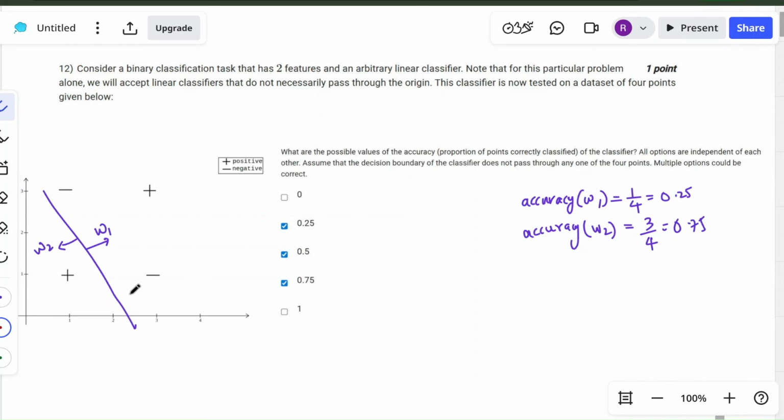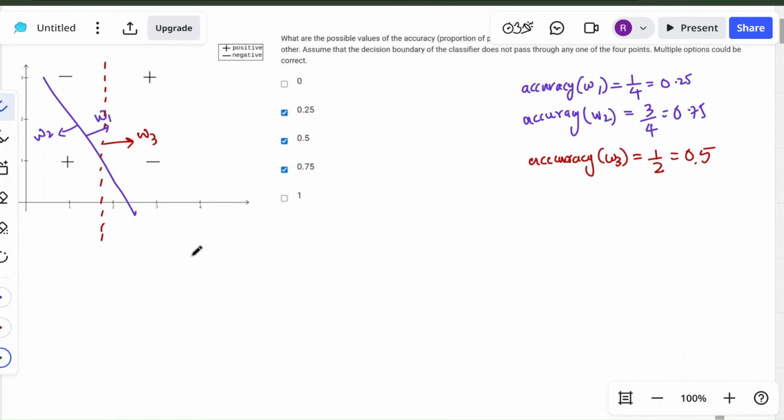Now let me take another hyperplane, let's say W3, which goes like this. In fact, this is the line and this is my W3. The accuracy of W3 is equal to, it's correctly classifying half of them, incorrectly classifying the other half. So it's 0.5. See, 1 and 0 are not possible. Because 1 is not possible, 0 is also not possible.